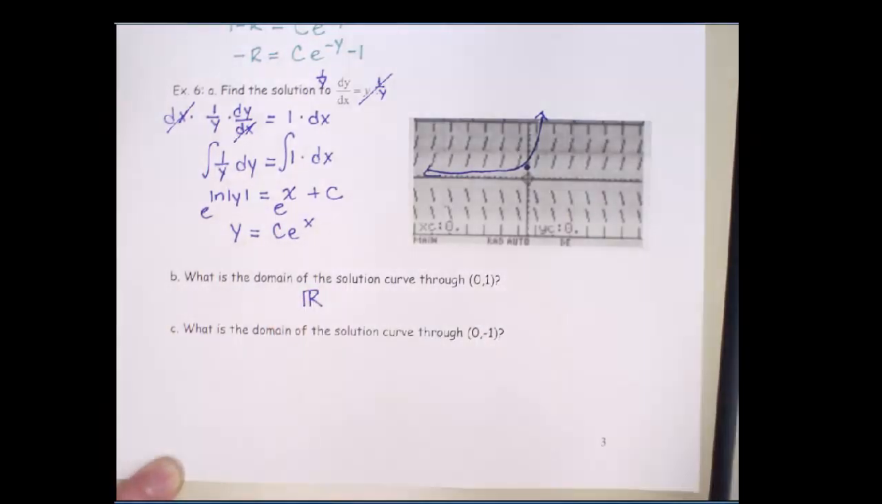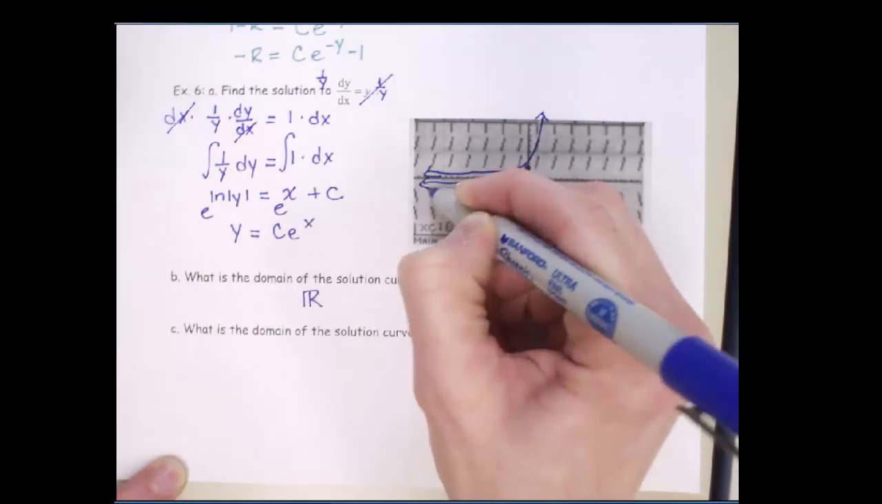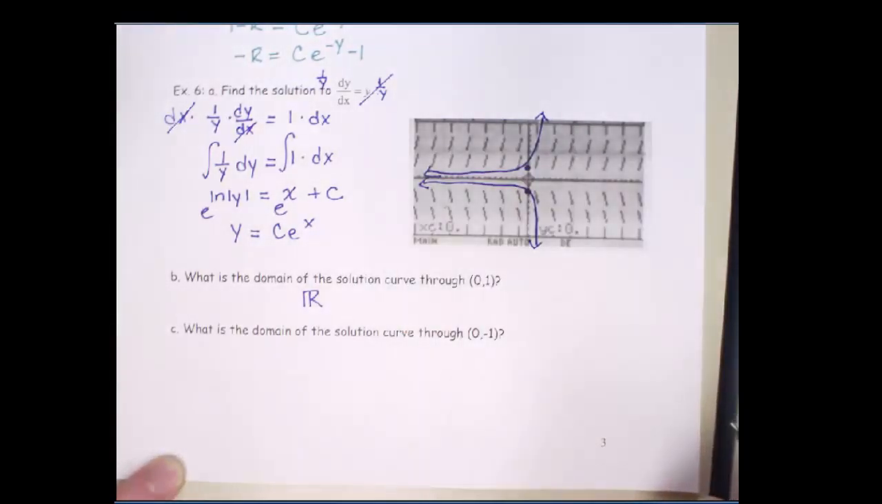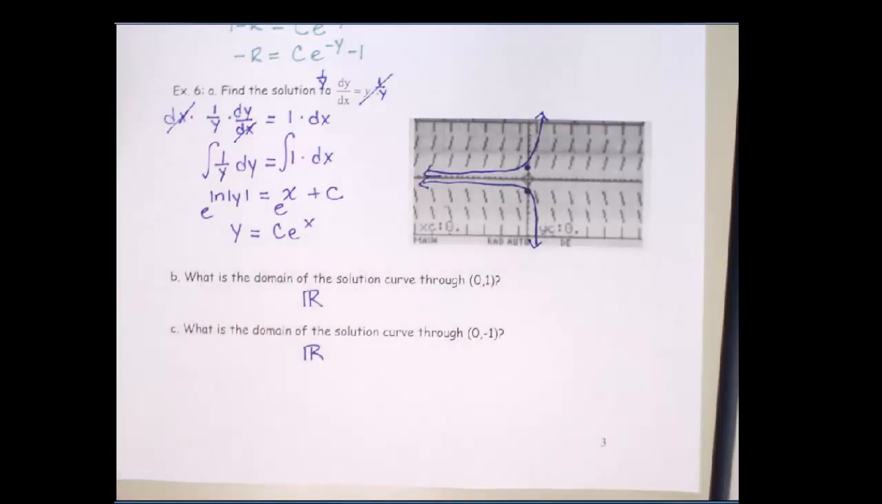Same thing if I draw it through 0, negative 1. The curve's now going to look like this, but e to the negative x still has a domain of all real numbers.